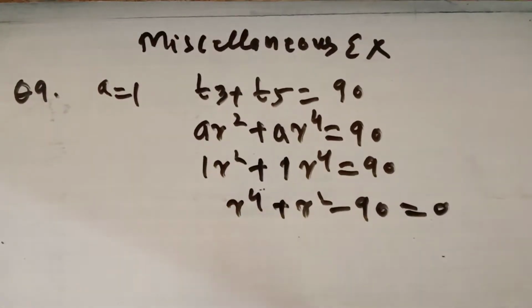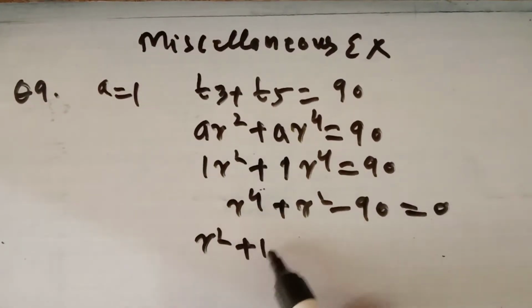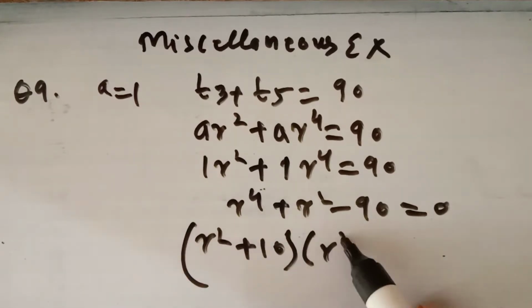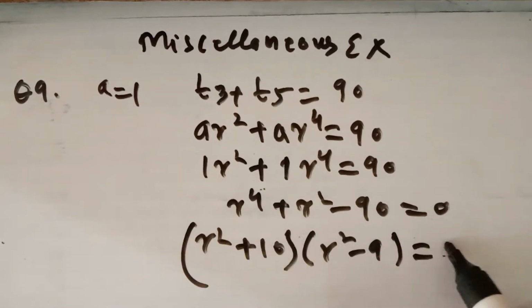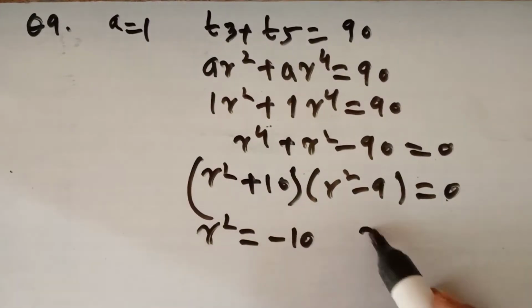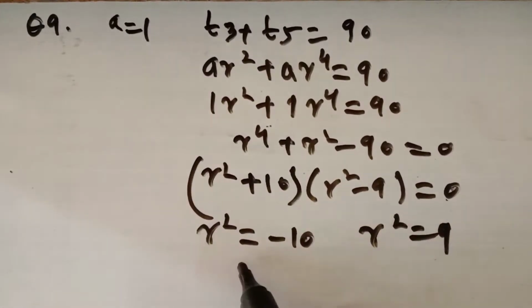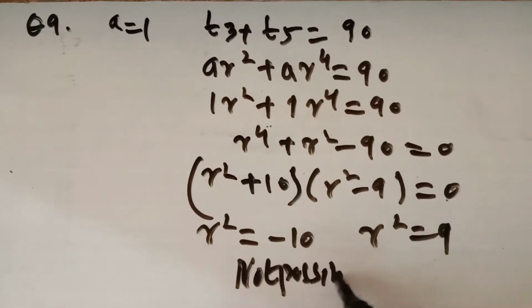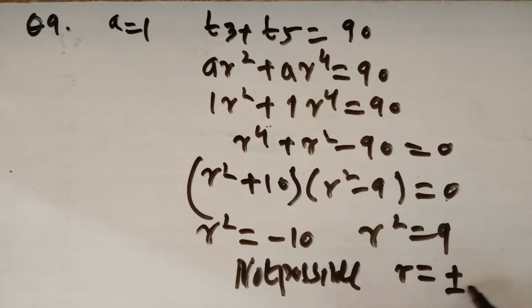आप इसको factorize कर सकते हैं as r square plus 10 and r square minus 9, which is equal to 0. So r square is equal to minus 10 and r square is equal to 9. This is not possible because r square cannot be minus 10, and r is equal to plus minus 3. So the value of r is plus minus 3. That is, the common ratio is either 3 or minus 3. So this is question number 9.